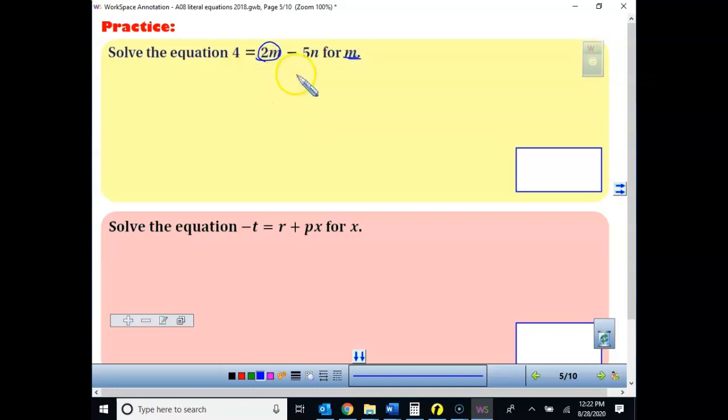I want 2m by itself. Again, pause it if you want. I'm going to add 5n to both sides of my equal sign. As I do that, I might put 5n plus 4 is equal to 2m.